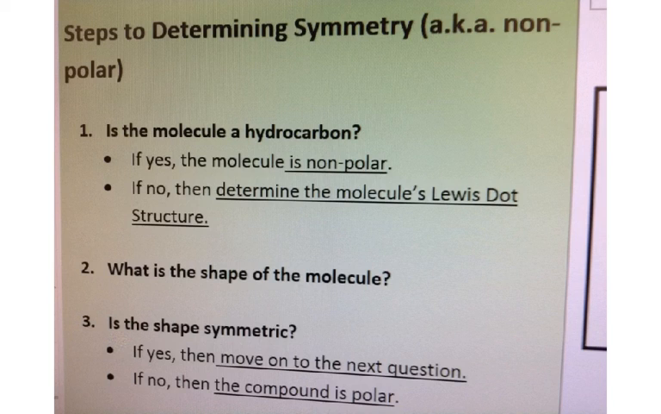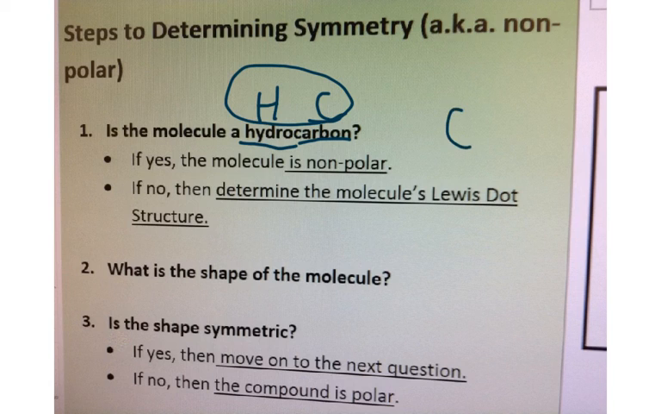The first one is you're going to check, is it a hydrocarbon? Let's break down what a hydrocarbon is. Hydro looks like hydrogen, and carbon is carbon, so it's a molecule that has only carbons and hydrogens in its makeup. If you see CH4, or C2H6, anything where all you see is carbons and hydrogens, you have a hydrocarbon. If you have a hydrocarbon, you can immediately say that it is a nonpolar molecule. That means all of the electrons are shared equally overall.